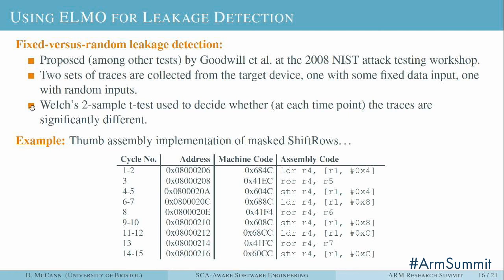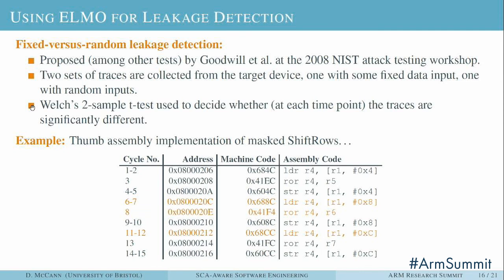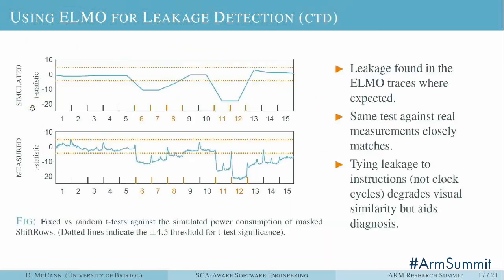We performed a leakage detection test, known as the fixed versus random leakage detection test. This takes two sets of traces: the first with a fixed key and a fixed plaintext, and the second with a fixed key but a randomized plaintext. By doing a t-test between them, that identifies if there's any power leakage. This is an implementation of a few instructions out of the ShiftRows of a masked implementation of AES. Masking is a side channel analysis countermeasure, so in theory this shouldn't leak. But if we run this through Elmo, it shows that it does leak because of various interactions between the operands.